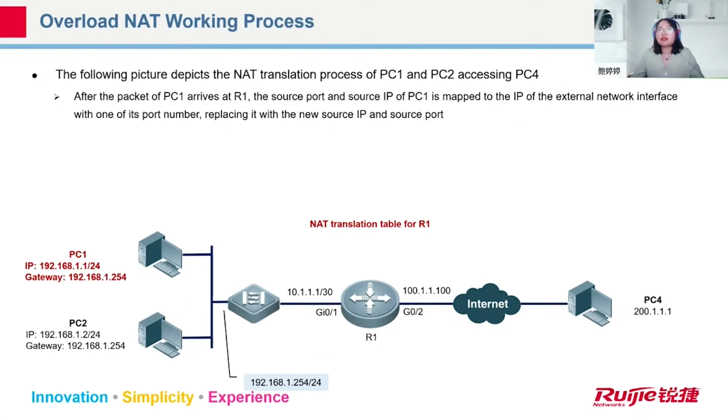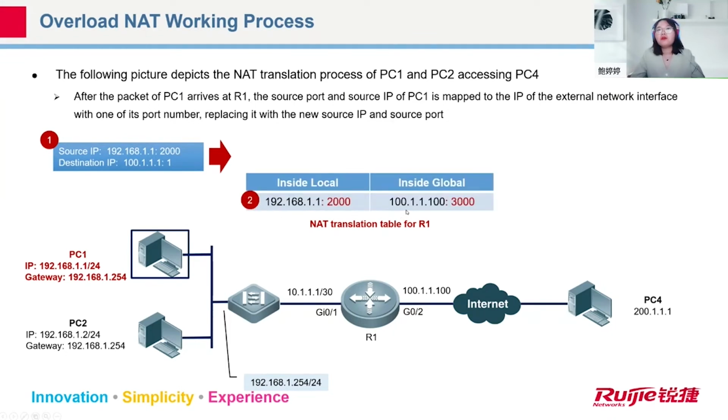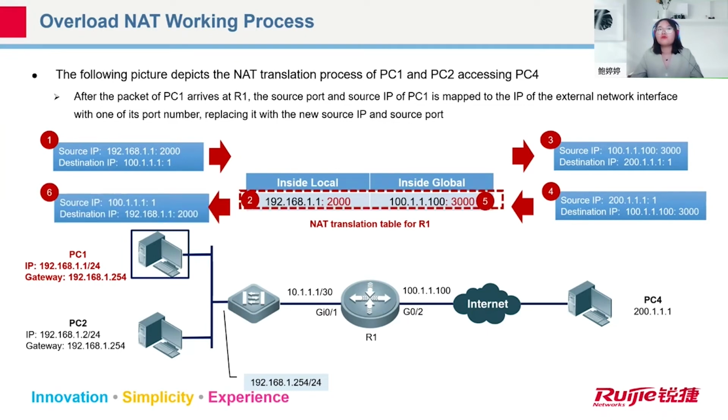And the process is very similar to the dynamic one. Now PC1 wants to visit the destination, with the source and the destination. Of course, when you use this way, we also add the port number. But here we translate it, so we write it down on the table. And we will use the public IP address 101.100 with port 3000 to indicate PC1, and finally visit the internet. And then we will come back and translate again to reach PC1.